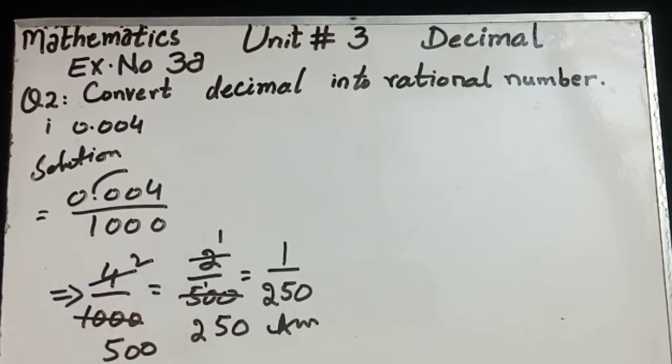Applying sign: when we use 2 or more than 2 steps in one line, we use the applying sign. Okay, 1 upon 250 would be the answer of the first part.